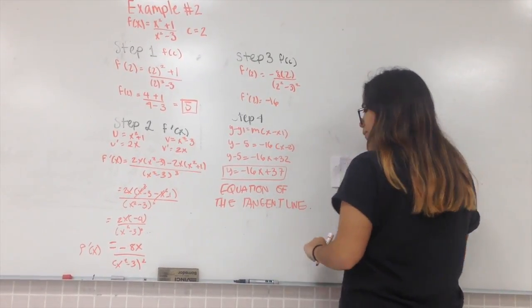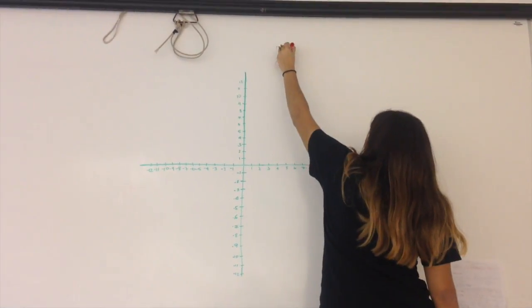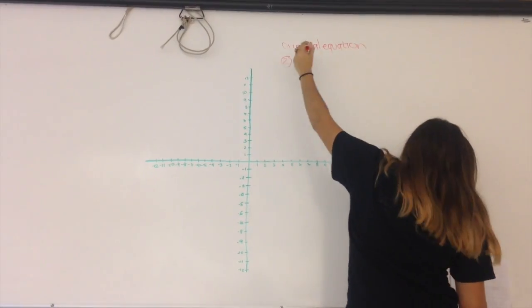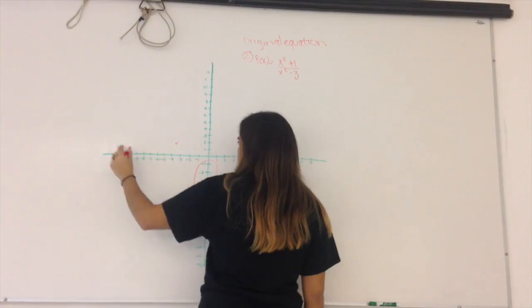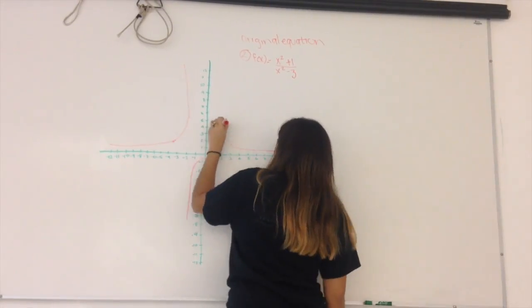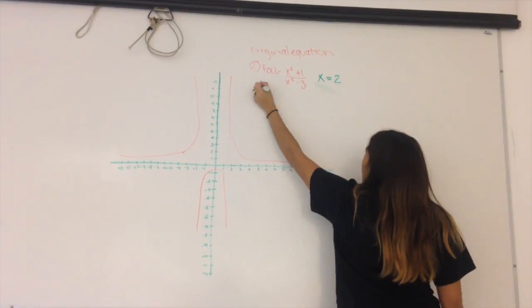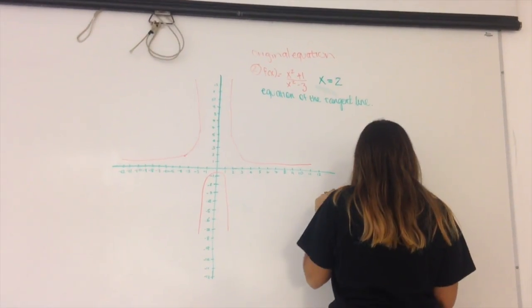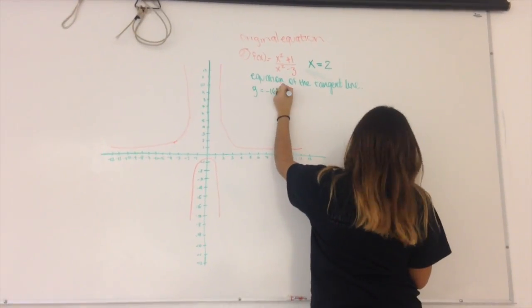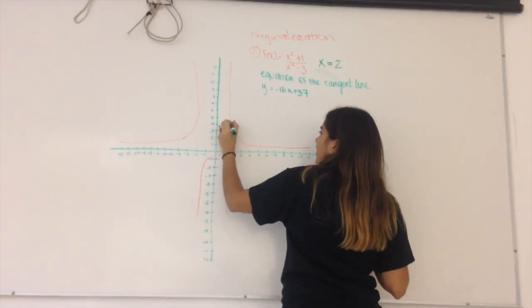But how is this represented? Let's graph the equation with the tangent line. Our original equation is f of x equals x squared plus 1 all over x squared minus 3, and its graph looks like this. Now we have that the equation of the tangent line at x equals 2 is y equals negative 16x plus 37. We locate our x value, in this case 2, in our graph and draw its tangent line. Remember that the tangent line must only touch one point in our graph.